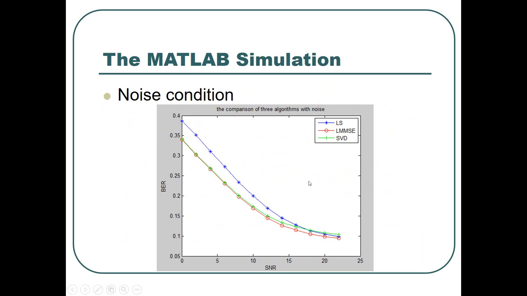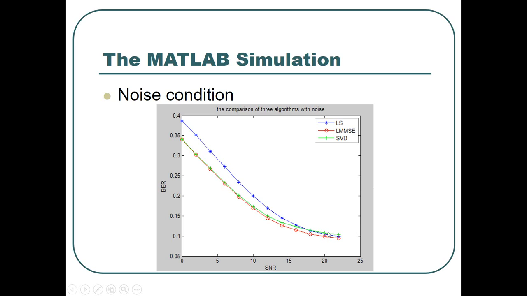Then I will talk about the noise condition. Through analyzing this picture, we know that the general trend of the three algorithms is similar, which means the BER decreases with the increase of SNR. When the SNR is small, the RMMSE and SVT algorithms are better than the LS algorithm. When the SNR is large, the BER of the SVT algorithm is a little larger than that of the RMMSE algorithm, even the LS algorithm.